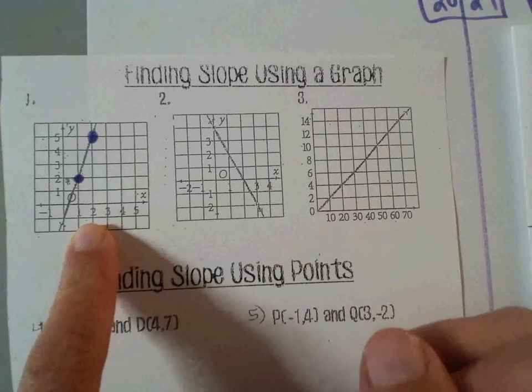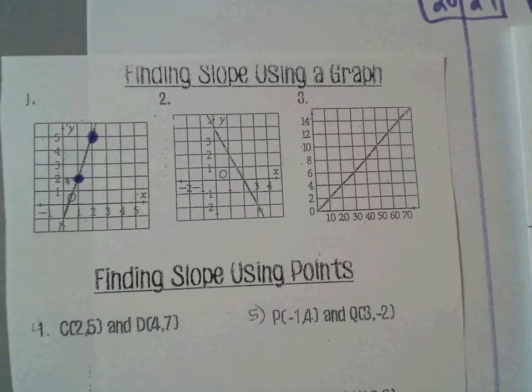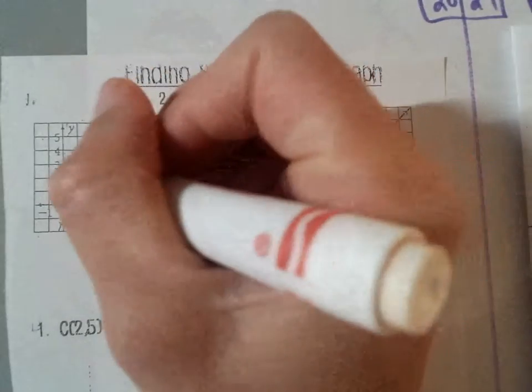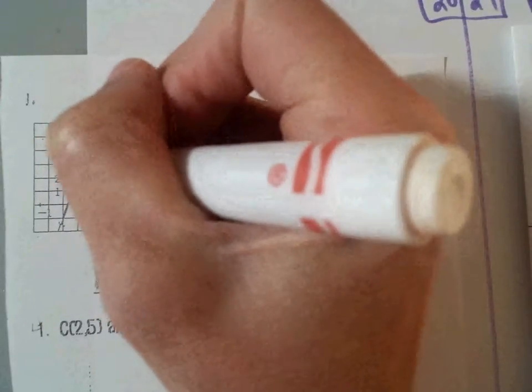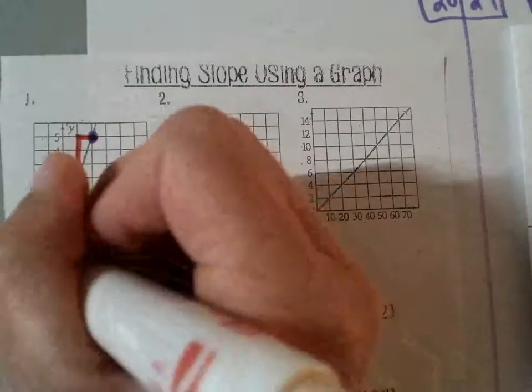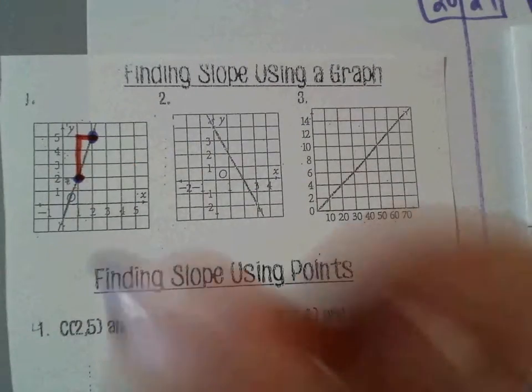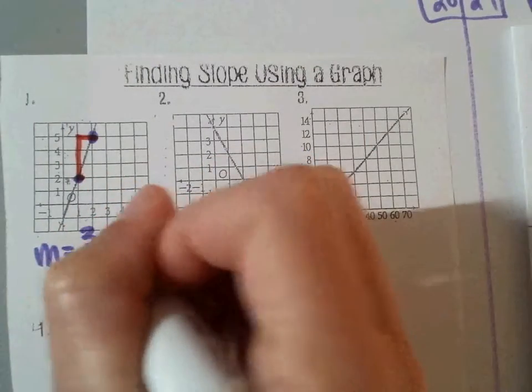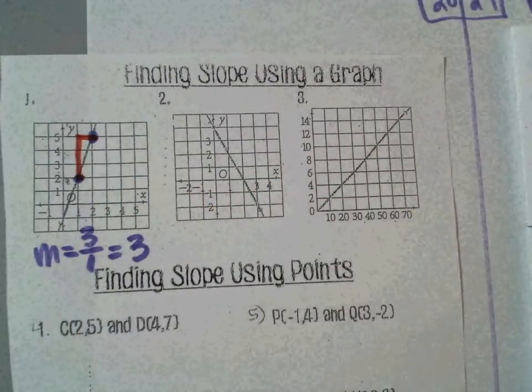Left. Okay, and which direction do we go first? Up or down. So if you start here, would you go up or down? Up and then to the right. So that's what your slope triangle looks like. That means everybody will have the same answer. How many did I go up? 3, and I went right 1. 3 divided by 1 is 3. So our answer is 3.